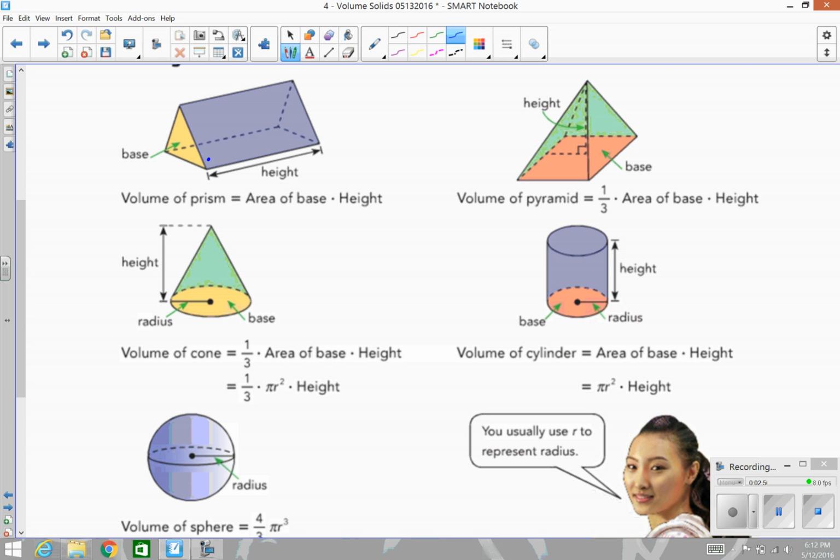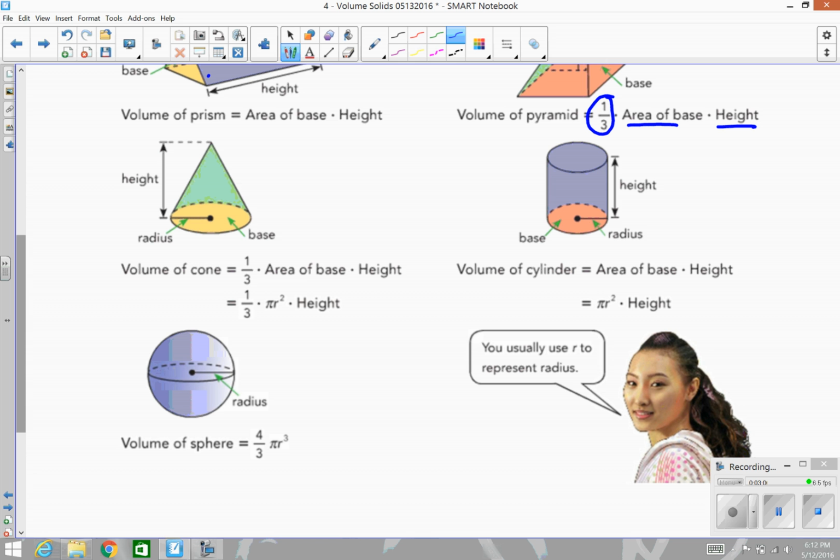For this one here, we're looking at a pyramid. Okay, so again, similar to the warm-up. We need to find the area of the base times the height, but this time we're taking 1/3 of that value. So 1/3 times the area of the base times the height. Cone, okay, is 1/3 times the area of the base times the height. So same formula, but this time recognizing that that base is a circle. And in order to find the area of a circle, we need to do pi r squared. So it's 1/3 times pi r squared times the height.